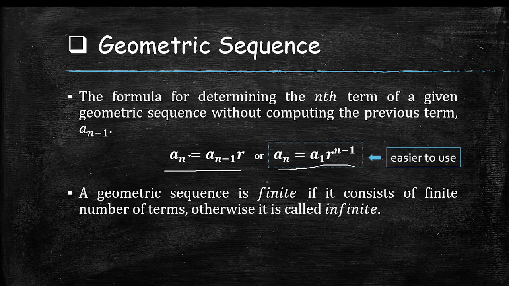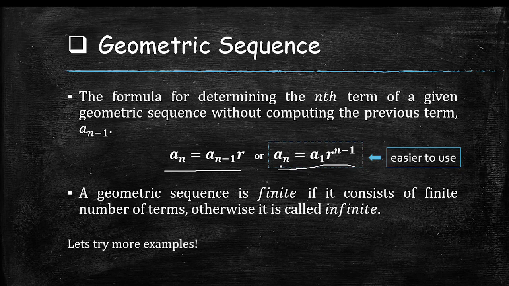Remember, if the terms in the sequence are limited, it means it is finite. If limited, finite. If unlimited or endless, it is infinite. Okay, remember that, class. If limited, finite. If unlimited, infinite. So let's try some more examples.